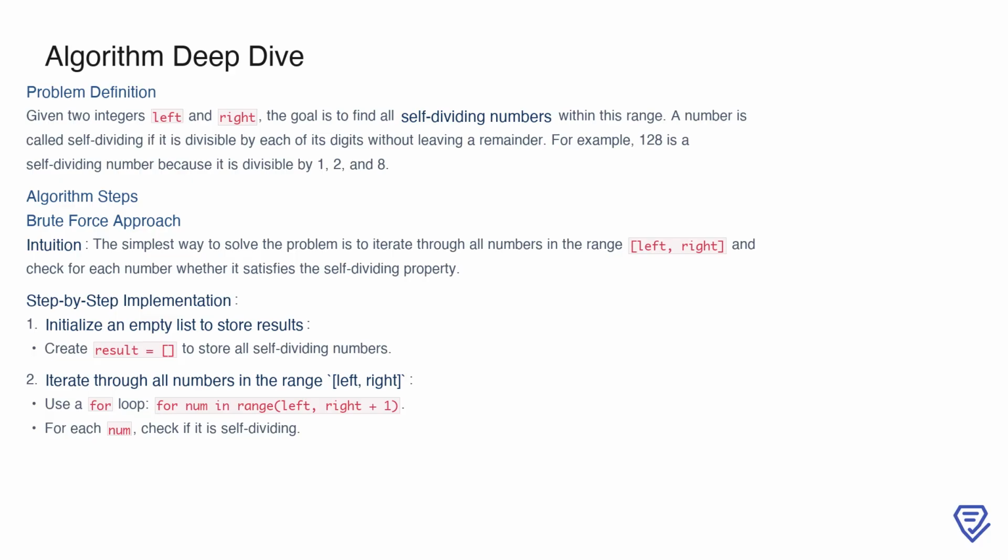A straightforward approach to tackle this is the brute force method. In this approach, we systematically examine each number in the range to determine if it fulfills the self-dividing property. To implement this, we start by creating an empty list, result, to store all valid numbers. Then, we iterate through every number in the range, left, right, using a for loop. For each number, we check whether it qualifies as self-dividing, and we'll discuss how to do that step by step.